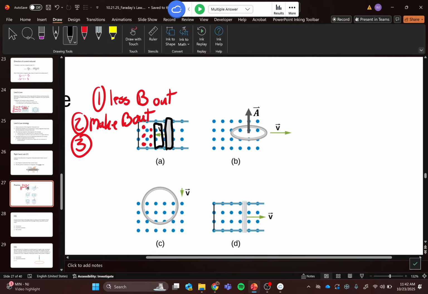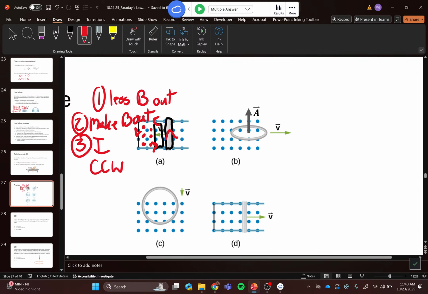Wait, is the dot the exit into the page or out of the page? I made more B out. Dot is out of the page. Remember, it's like an arrow getting shot at you, whereas when an arrow gets shot into the page, you see the feathers at the back. Okay, so current's going to go counterclockwise. Point your thumb out of the page to make those counterclockwise. I is counterclockwise. Right hand rule 2.5: thumb is in the direction of the field, fingers curl in the direction of current.